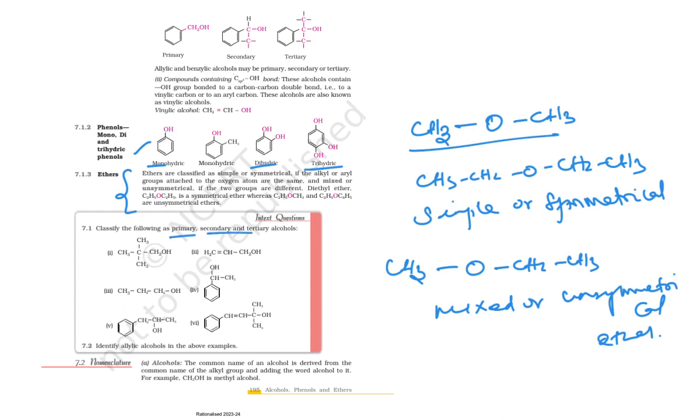So the first question I will explain to you: identify the following into primary, secondary and tertiary alcohol. So the OH-bonded carbon is connected with only one carbon, right?